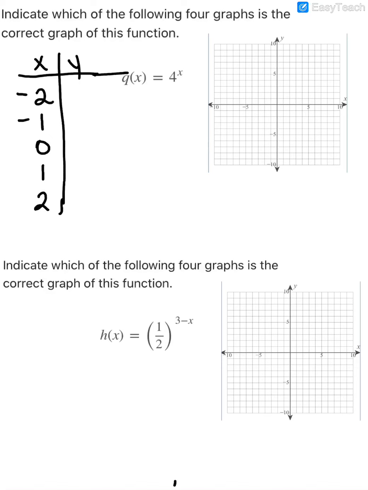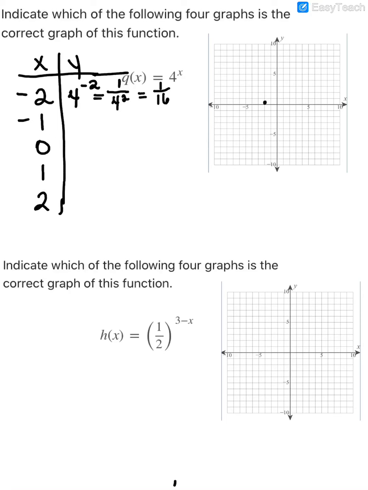So when I take a base of 4 and I raise it to the power of -2, keep in mind that negative exponents are going to flip your base over. So 4 to the -2 would be the same as 1 over 4 squared. So notice once it flips it over, the power is no longer negative. And so 1 over 4 squared would give me 1 over 16. So when x is -2, I have a point that's really close to that x-axis at 1 over 16.